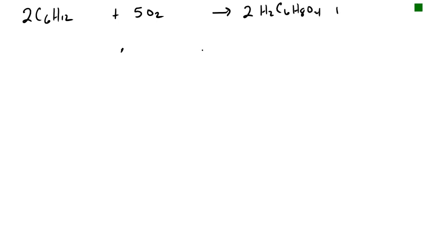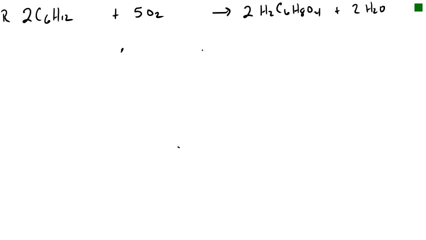Okay, so once again I'm going to set up the RICE table here, and I'm going to try to leave myself plenty of space. So I have 2C6H12 that is going to react with 5O2, and it is going to produce 2H2C6H8O4 plus 2H2O. So once again, we are starting off with 25 grams of each of our reactants.